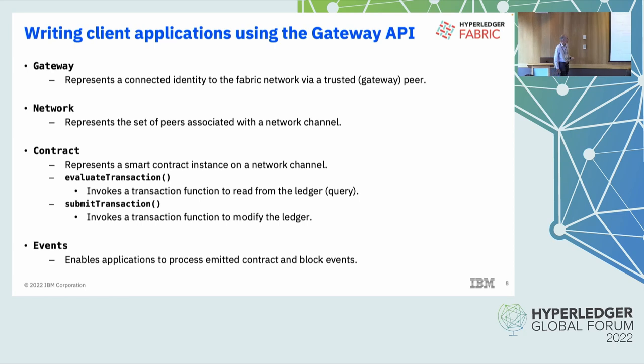If you're already using the new programming model, you'll be familiar with this basic hierarchy of objects. At the top level, we've got a gateway, which represents, in the old days, a virtual connection into the network. Now the gateway actually is in the peer. You can then get a connection to each of the networks, and that's a channel in Fabric terms. Once you're targeting a channel, you can get an object representing a smart contract instance on that channel. At the highest level of abstraction, you can evaluate a transaction, which will invoke a transaction function to do a read operation on the ledger, or submit a transaction if you want to modify the ledger. Under the covers, they're doing very different things. You can also hook into events, so your client application can listen to chain code events or block events as they're being emitted.